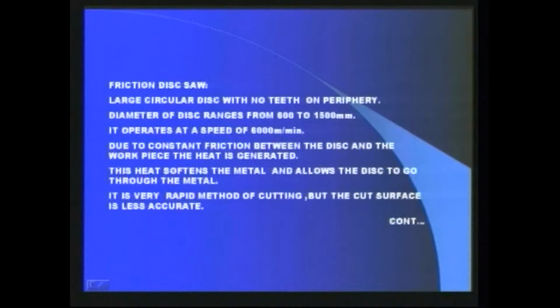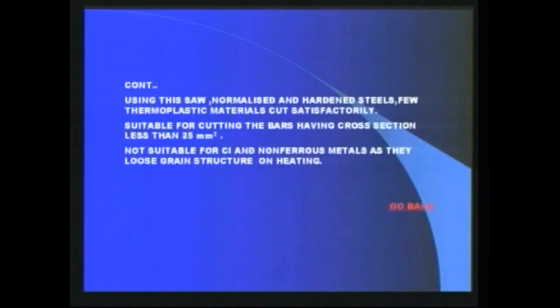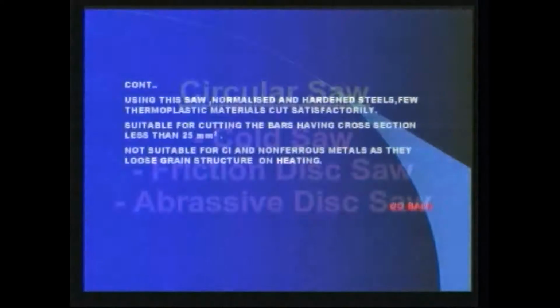Friction disc sawing is very rapid, but the cut surface is less accurate. This machine is suitable for cutting bars having cross section less than 25 mm square. It is not suitable for cutting cast iron or non-ferrous metals as they lose grain structure on heating.